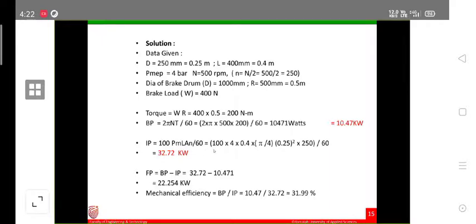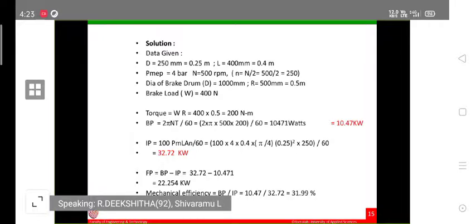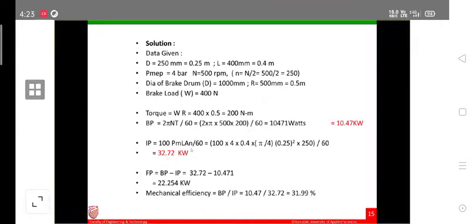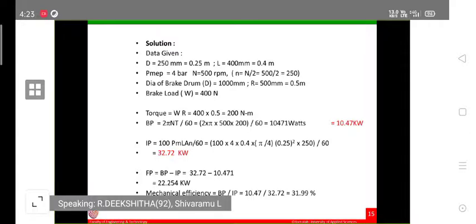Okay, just give me a second, or can somebody calculate the value without considering 100? Just as it is, you take 4 into 0.4 into pi by 4. Yeah, without considering 100, we get 32.72 kilowatt. Okay, without considering 100, you are getting 32.72 kilowatt, right? Yeah, when the pressure is 4 into 10 power 5. That means you have to consider 4 into 10 power 5.